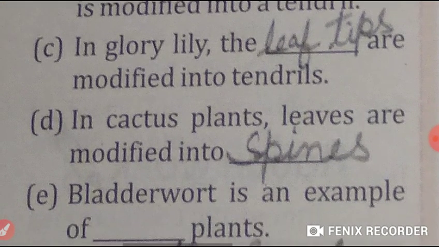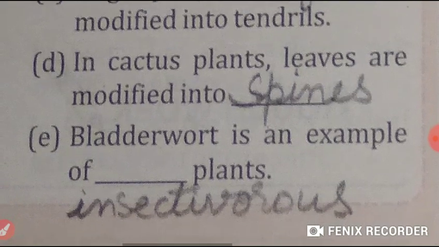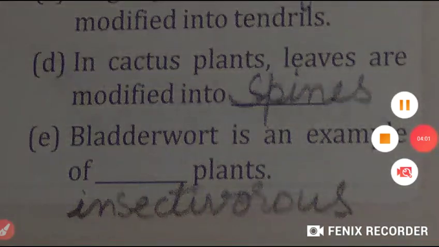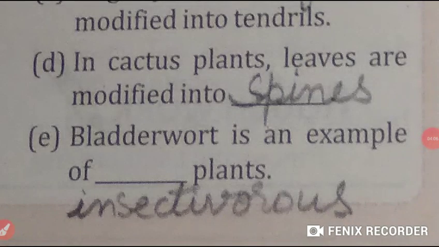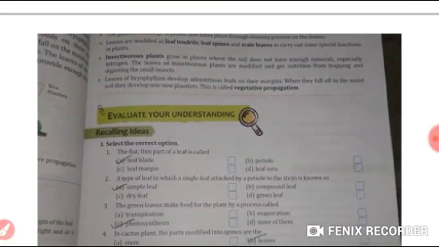D part, in cactus plants, leaves are modified into dash, spines. S-P-I-N-E-S, spines. E part, bladderwort is an example of dash plants. Write there insectivorous. Spelling of insectivorous, I-N-S-E-C-T-I-V-O-R-O-U-S. Insectivorous.